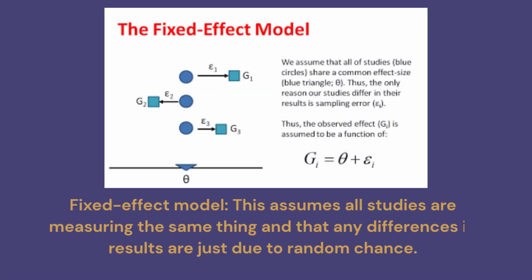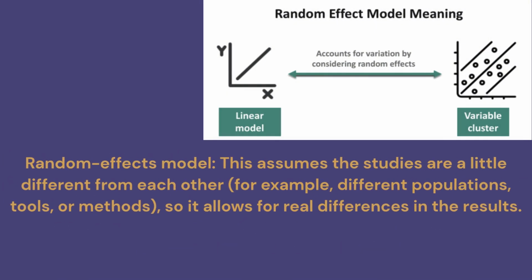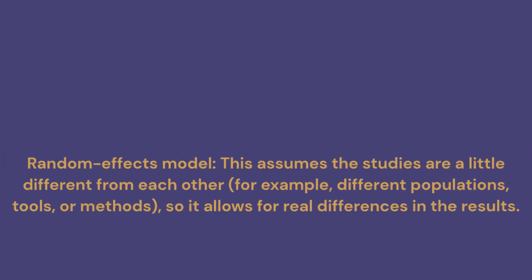Fixed effect model. This assumes all studies are measuring the same thing and that any differences in results are just due to random chance. Random effects model. This assumes the studies are a little different from each other, for example, different populations, tools, or methods, so it allows for real differences in the results. Most of the time, researchers use the random effects model, especially when the studies are not exactly the same.